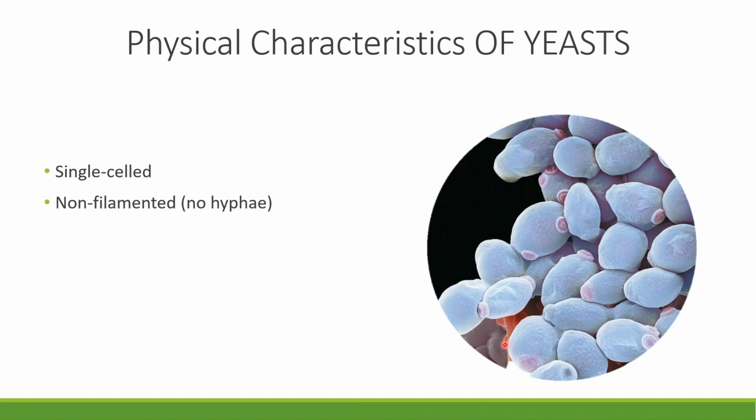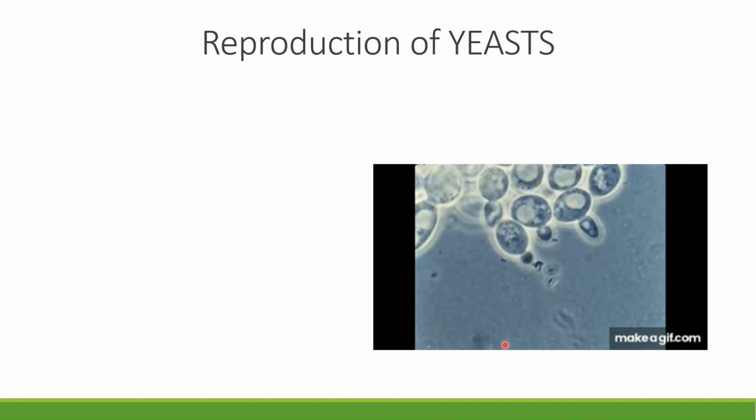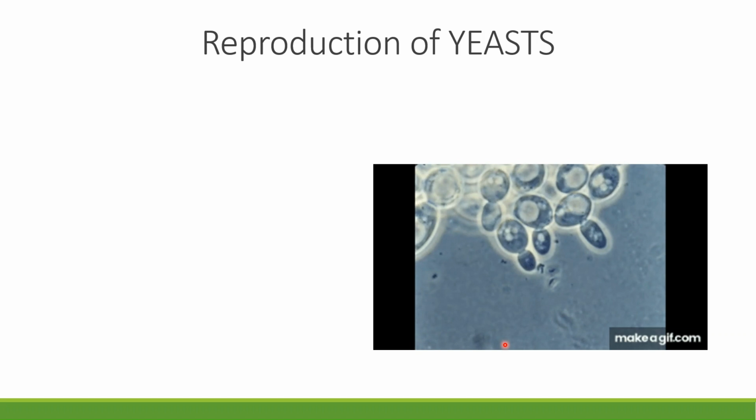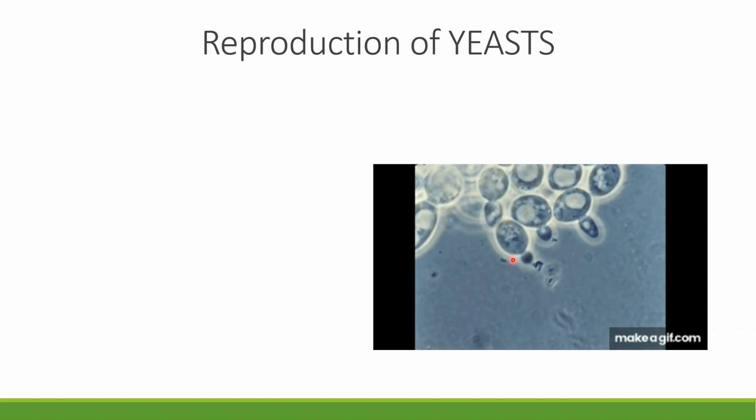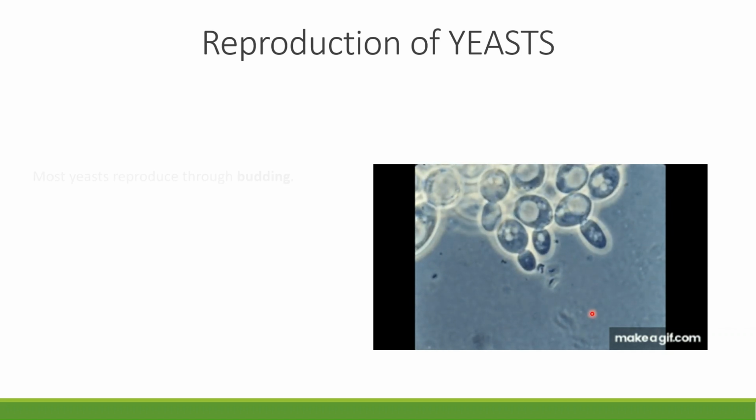Let's discuss yeasts for a little bit. Again, they're single-celled. They're non-filamented. There's no hyphae because, again, they're just single-celled free-living organisms. Here's an example of how yeast cells typically reproduce. They go through a process called budding. So here's the mother cell, and there's an outgrowth of what we call a daughter cell forming at one of the ends of the cell.